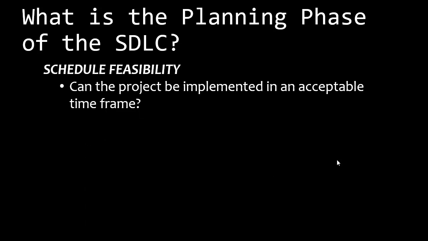Schedule feasibility. Can the project be implemented in an acceptable time frame? Well, if I'm doing this for a customer, and the customer says I need it in 6 months, can I implement it in 6 months? I don't know. Based upon the scope, who's to say, right? But if I can't, I can't. I need to let them know that. Either come up with a different solution, a different time frame, or go find somebody else who could do it faster for you. Make sense?